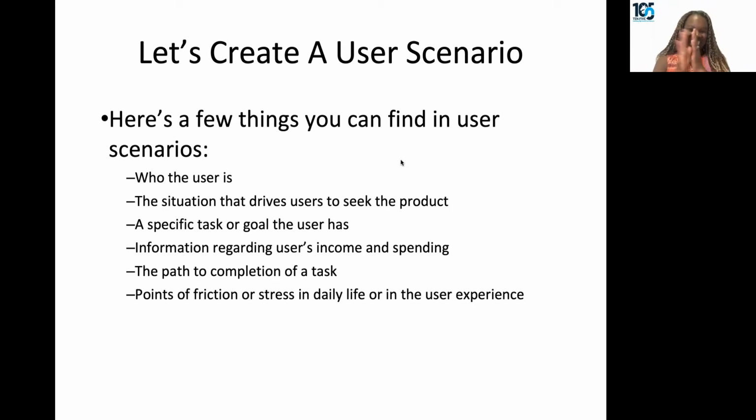Awesome, guys. I love your creativity on the spot. So we were able to hit all of our parameters: who he was, the situation that drove him to seek out a product, a specific task or goal, information regarding the user's income, the path to completion of tasks, and the points of friction in the daily life. Anybody have questions on that? That was kind of funky, I know, but you guys did a great job of impromptu thinking there. I wrote it down if you want it.